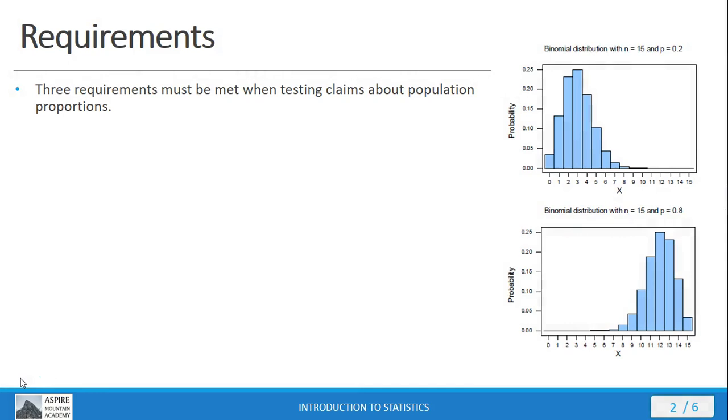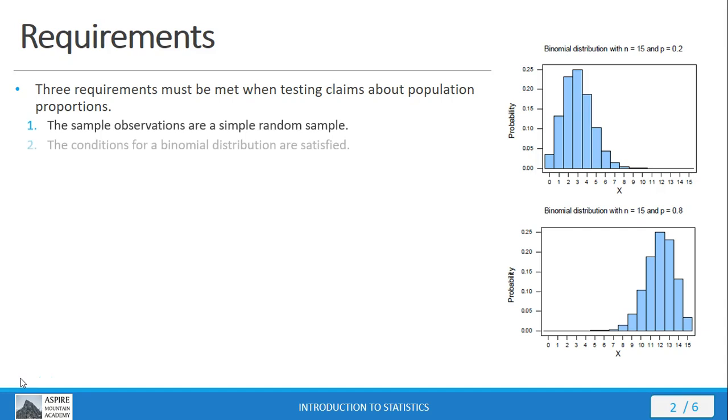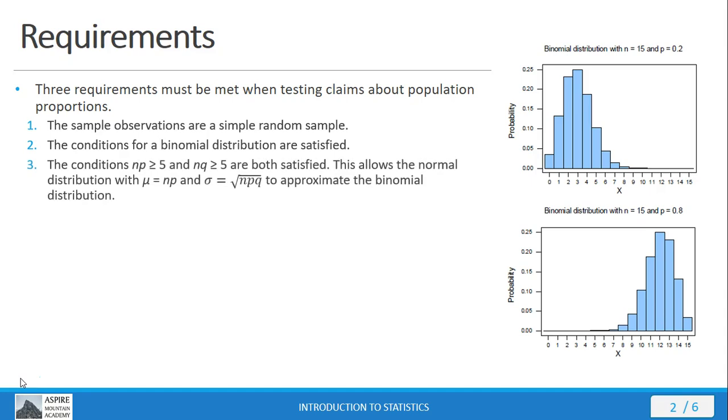Okay, first off, there are some requirements that need to be met, because the methodology that we're using for conducting hypothesis testing on proportions is based on certain assumptions, and that's where these requirements come from. First, we need sample observations that are simple random samples. Second, we need the conditions for the binomial distribution to be satisfied. And third, we need to make sure that the number of failures and the number of successes in our sample is each greater than or equal to 5. We've got to have at least 5 of each.